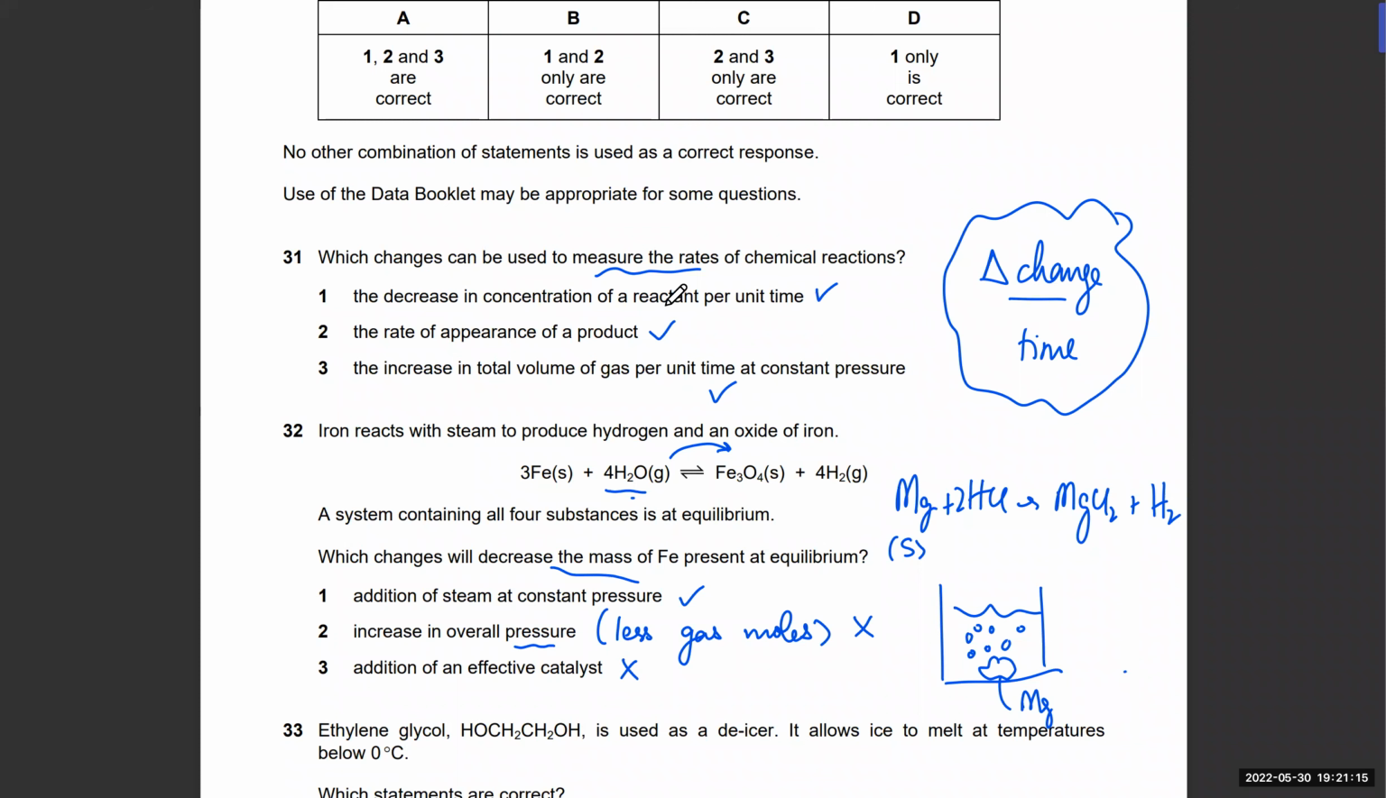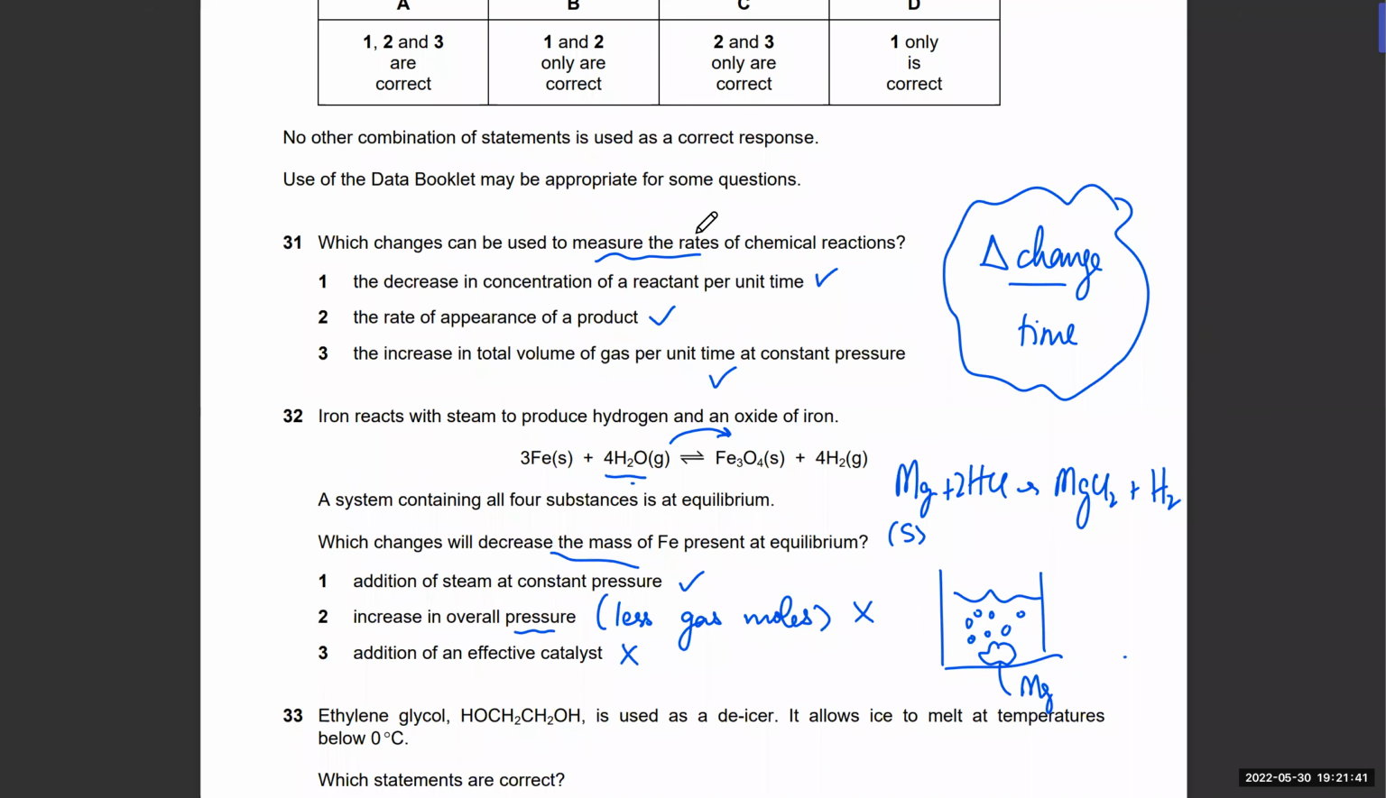Yes. So the concentration of the reactant decreasing will happen during a reaction, and you can measure how quickly that happens. The appearance of the product will also change. Sometimes it won't, sometimes it will, but when it does, you can measure how quickly it changes with respect to time. You can measure any changes in the volume of gas with respect to time. So any change can be measured with respect to time, and that will measure the rate of the reaction.